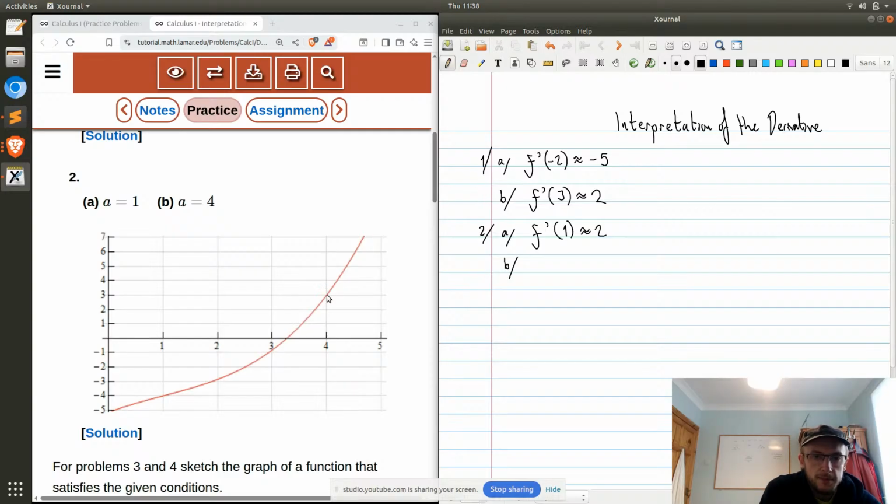Whereas for 4, the tangent line appears to go sort of halfway there up to 3. So I would say it's approximately 6 over 3 over a half, which is 6. That's my estimation.